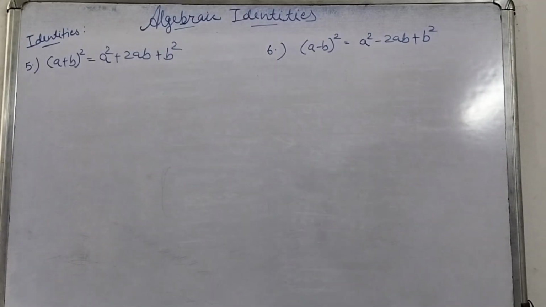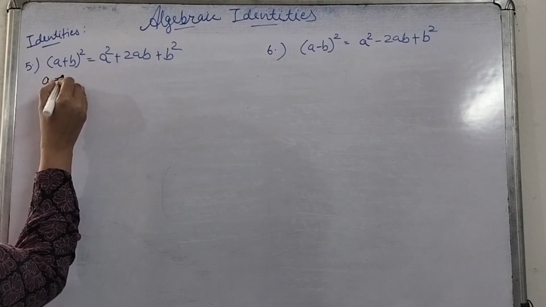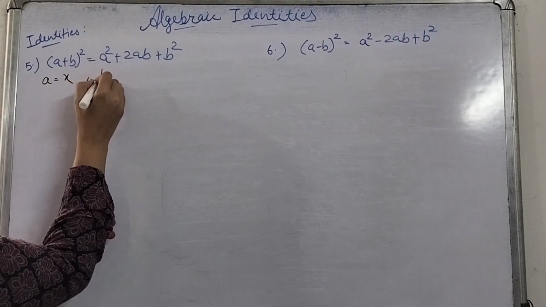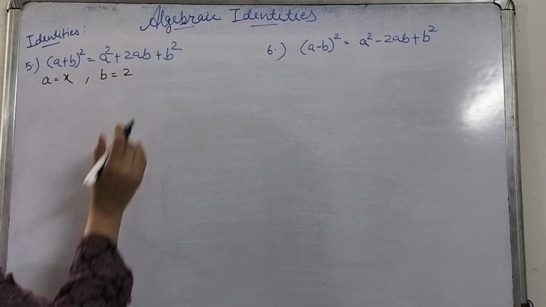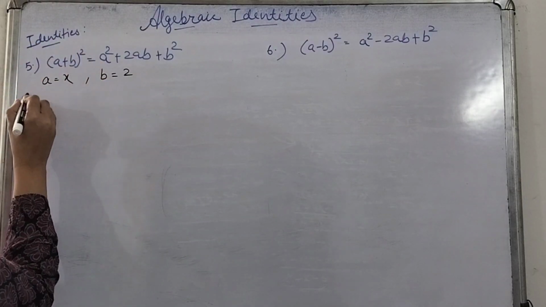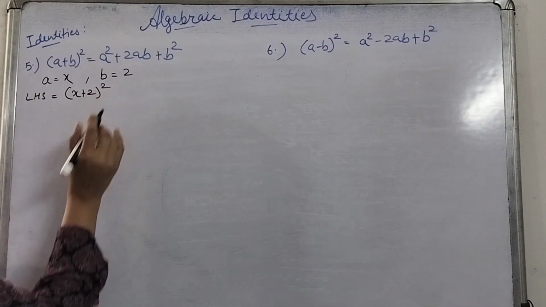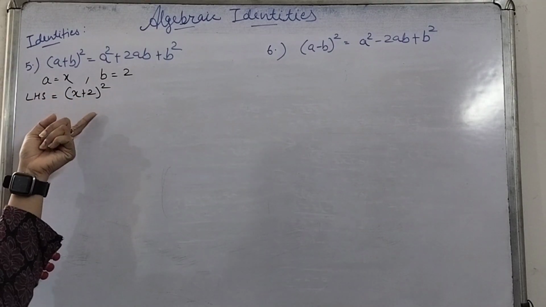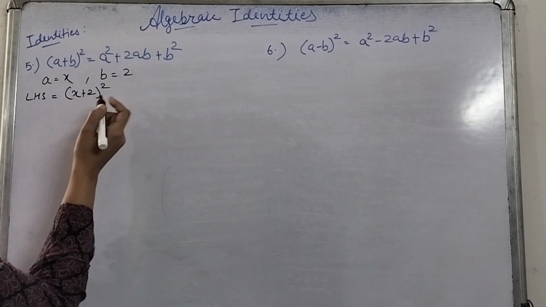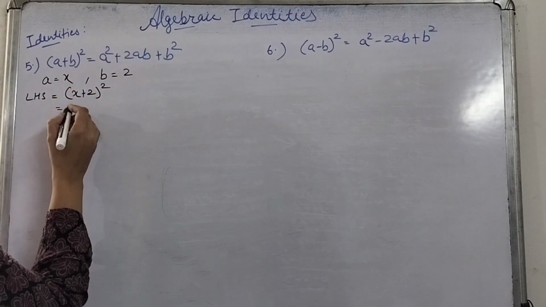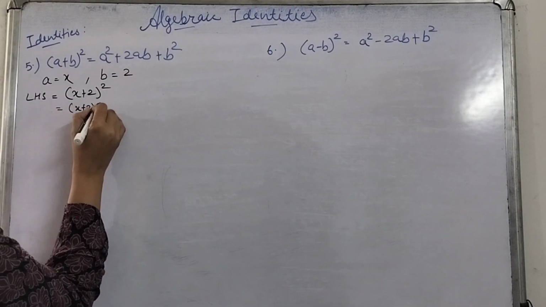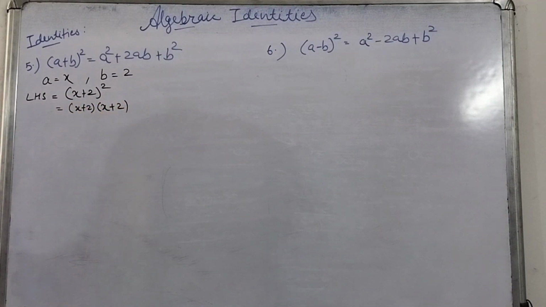Let's take an example. Suppose instead of a, I am taking x, and instead of b, I am taking 2. In that case, your LHS part will become (x plus 2) whole square. And if we multiply it, what will the answer be? Let's check it out. (x plus 2) whole square means (x plus 2) multiplied by (x plus 2).